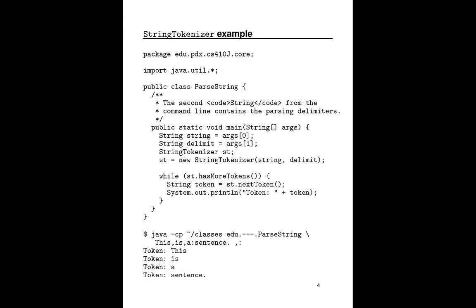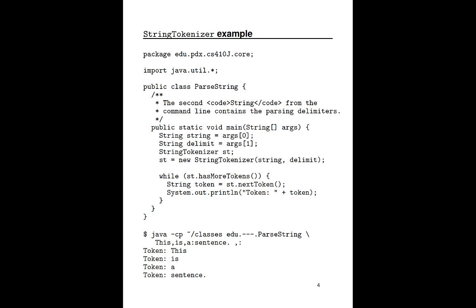Here's an example of using string tokenizer. It's a main method that takes two arguments. The first one is the string to be parsed, and then the second argument is the characters that delimit tokens in the string. So pretty straightforward. We create a new tokenizer object with the data that's passed in on the command line. And then we have a while loop that says, hey, while there are more tokens for the string tokenizer to parse, get the next token and print it out.